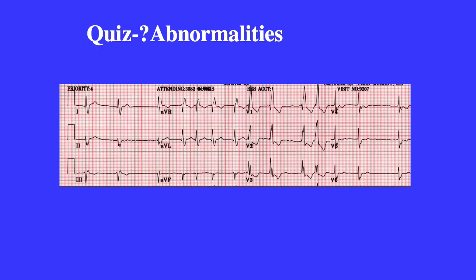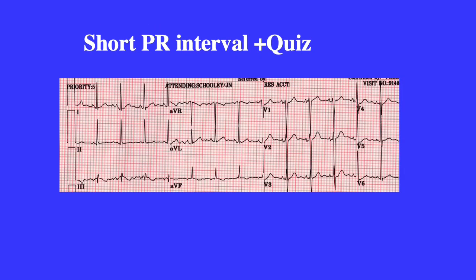So in this EKG, my question is, does this patient have a right bundle branch block or a left bundle branch block? And the answer is, this patient has a right bundle branch block. You'll see tall upright RSR prime QRS complexes in chest lead V1 and S waves in V6. Now this patient has a short PR interval that is less than 0.12 seconds.